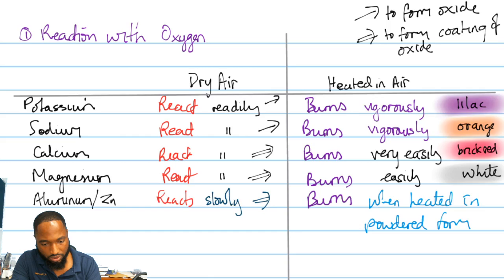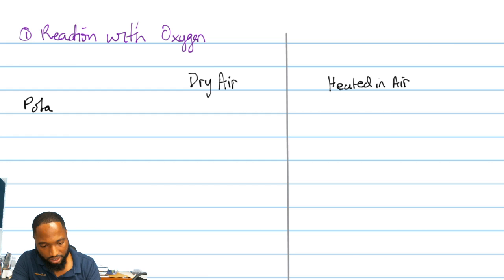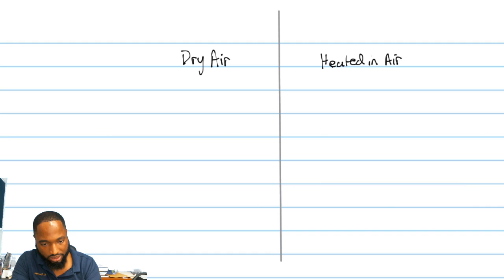Next section. So where did we stop off? Zinc. We have put zinc in the same column. Dry, heated in air. So if we stop off on zinc, we're ready to go to iron. And iron not reacting with dry air. It must have some moisture for it to take place.